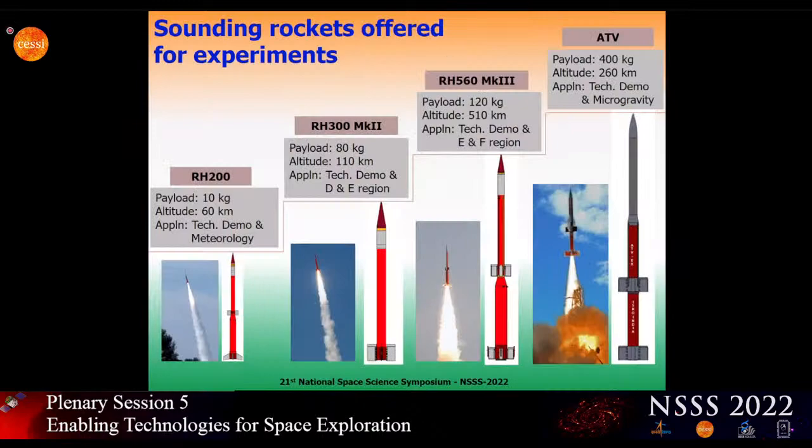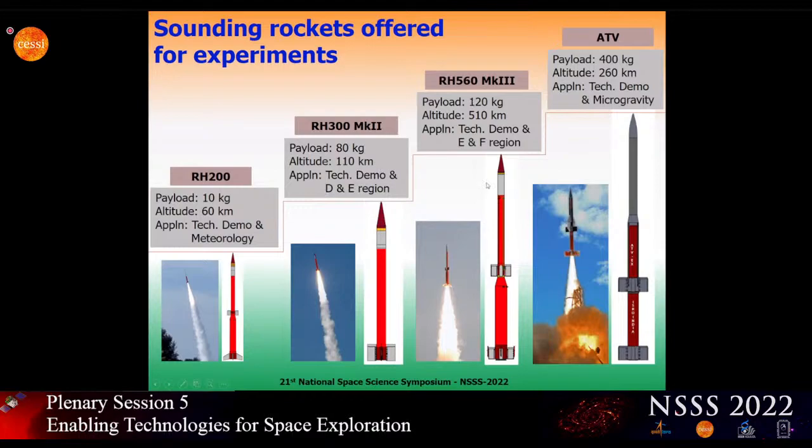This is the family of sounding rockets that we have. The RH-200, which is the smallest rocket we have, a low-cost rocket which can carry a 10 kg payload to a nominal altitude of 60 kilometers, normally used for meteorology and also for technology demonstration. The next is the RH-300, a slightly larger rocket which can take 80 kg of payload to about 110 kilometers of altitude for D and E region atmospheric studies and also technology demonstration.